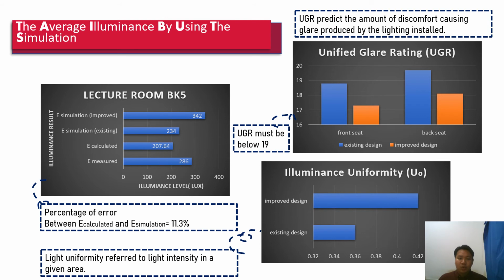The next graph shows the unified glare rating. UGR is used to predict the amount of discomfort glare produced by the lighting installed. The results show that the UGR of the improved design is less than the existing design. The graph below shows the illuminance uniformity. Light uniformity refers to the light intensity in a given area. The results show that the improved design has higher uniformity than the existing.